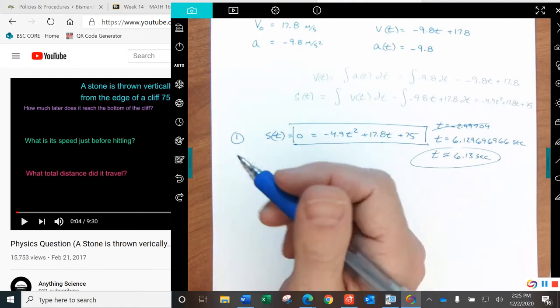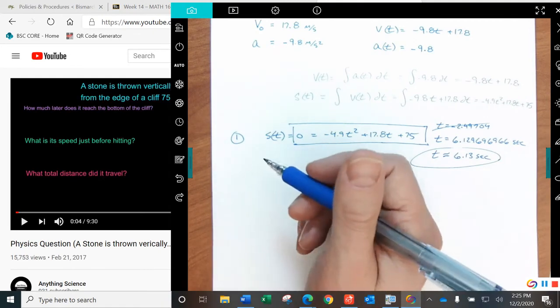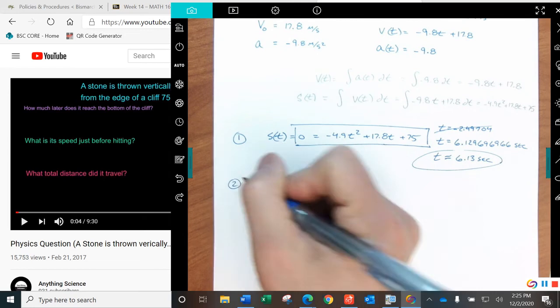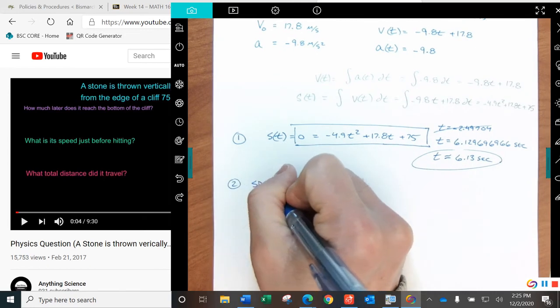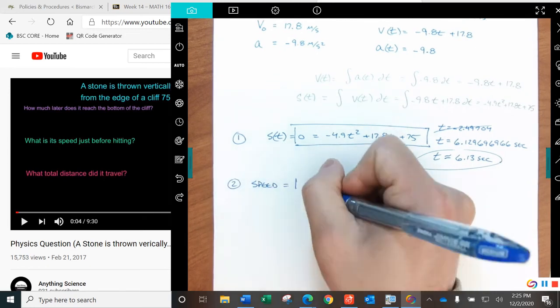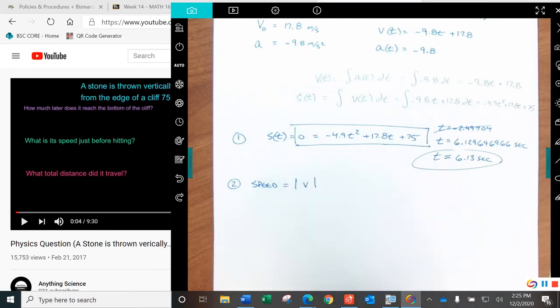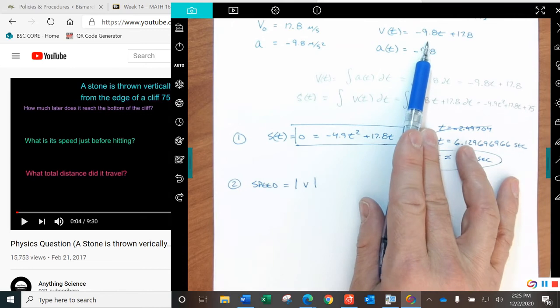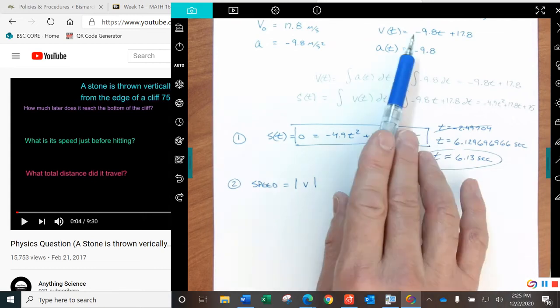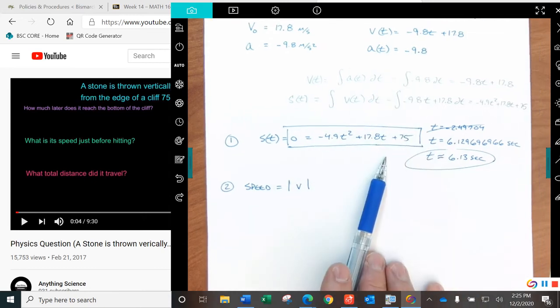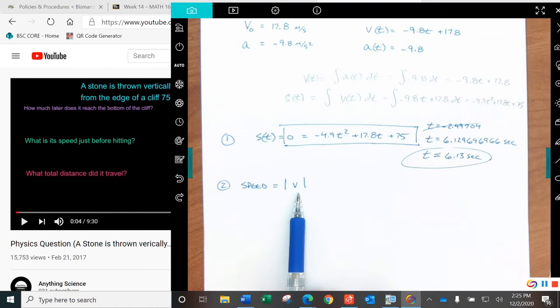Question number 2 is asking for what's its speed just before hitting. So number 2, I'm just going to make a note. Speed is going to be the absolute value of our velocity. So I will use my velocity function, and of course when it hits the ground it's on its way down, so it's going to have a negative value. I just have to put this 6.13 in there for t, and it'll give me the velocity, and then I'll just take the absolute value of it.